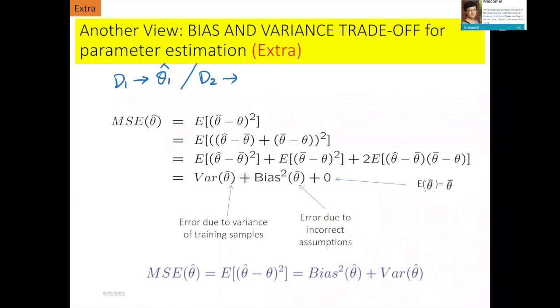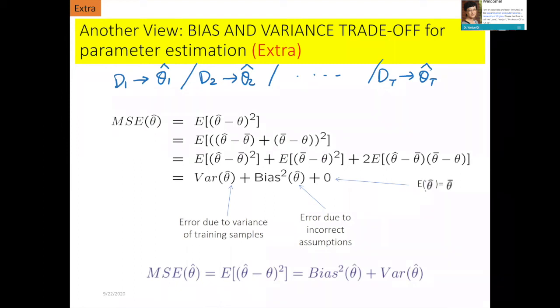Okay, so from that D1, you got a cooking image classifier, theta 1. From D2, you got a cooking image classifier, theta 2. And so on and so forth, we got so many different kinds, depending on the randomness of your training data. Maybe on DT, you got a theta T estimation.